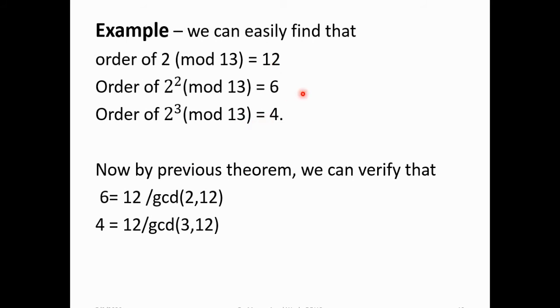So this 6, the order of 2 squared that we are finding, and the order of 2 is given as 12. The order of 2 squared will be the order of 2 upon GCD of h and k, that is, GCD of 2 and 12. So 12 upon GCD of 2 and 12 is 12 upon 2, which is 6. Similarly, we can verify the other one also.